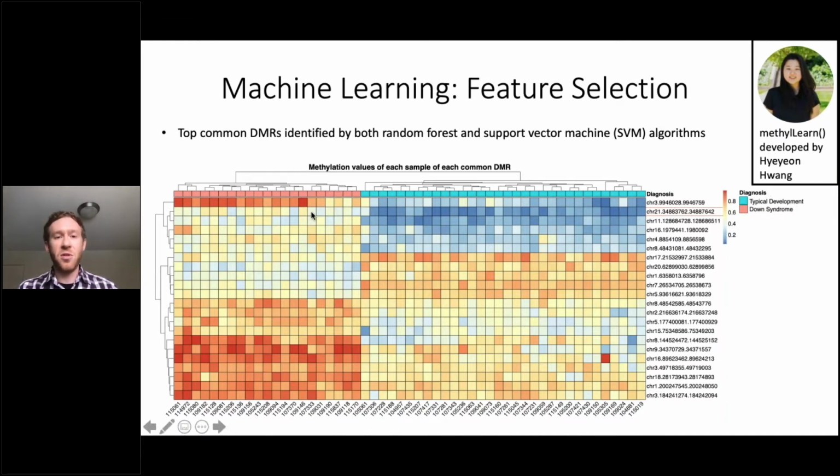Now, instead of z-scores of the methylation here, we're just plotting the percent methylation. But what you can see very clearly is that the Down syndrome and typical development samples cluster very separately, based on about a dozen DMRs. And notably, we find that the RUNX1 block is one that has been selected by the machine learning algorithms.